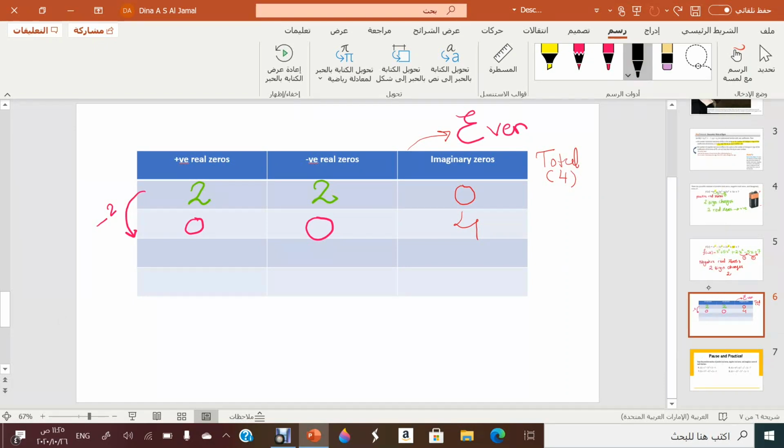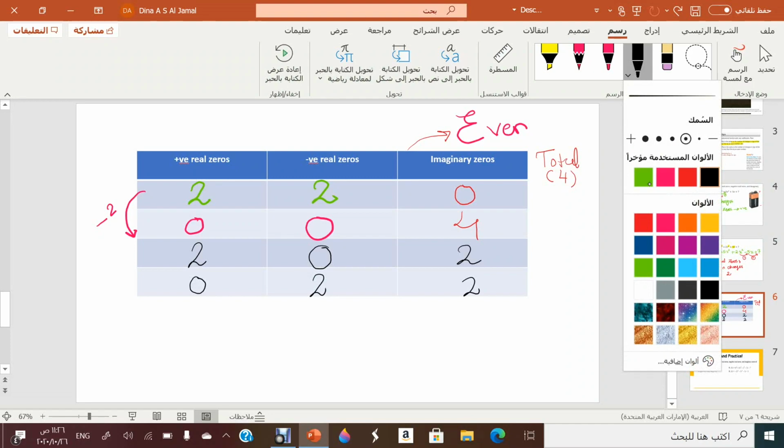Now let's go to the other probability. We can have 2 real zeros with the positive, and 0 negative. This is one of the probabilities, and this will give you 2 imaginary, and at the end 2 plus 2 plus 0 you will have a total of 4. What if you have 0 positive and 2 negative? Again, you are repeating this case too.